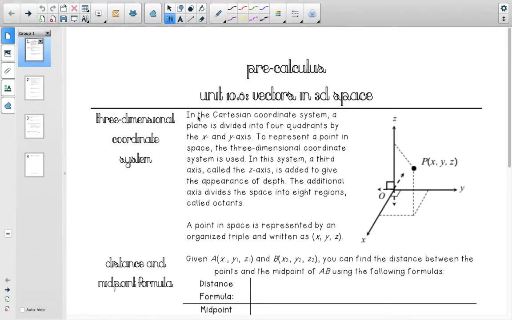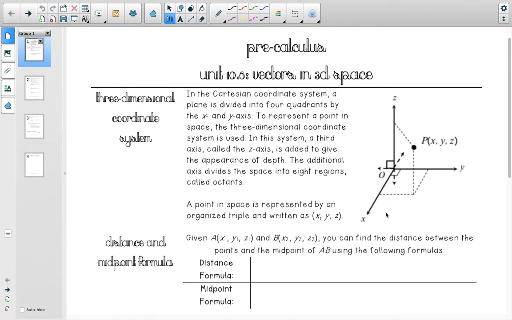If you read through here, it says that in a Cartesian coordinate system, a plane is divided into 4 quadrants, the x and y axis. But to represent 3D space, you need 3 dimensions, so that's where z comes into play. This is the x and y, what we're used to, but the z is what's new. So then it technically divides it into 8 regions. If you think of this as the top, that would be the bottom down here. 1, 2, 3, 4, and then you'd have the bottom, so then 8.